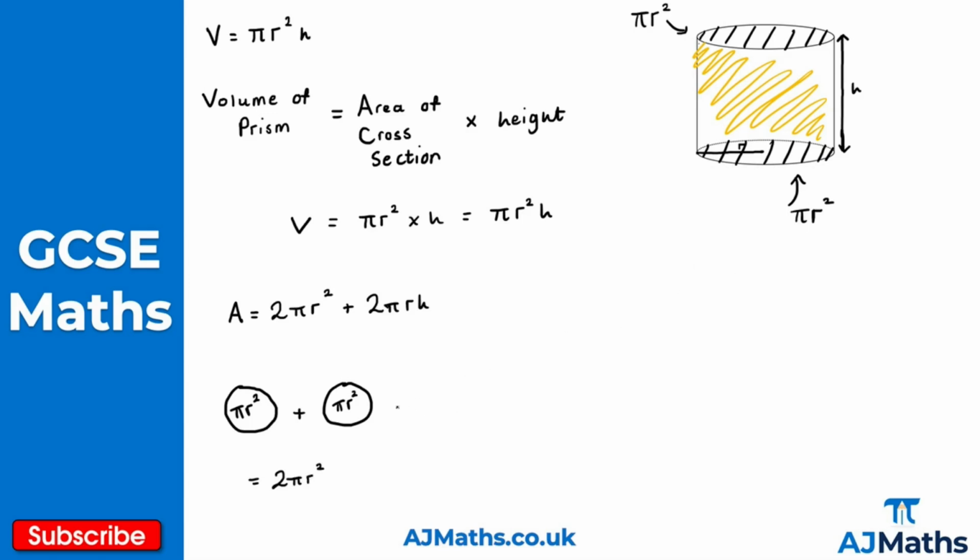And then I've also got this rectangle from unraveling the cylinder. We're going to get this rectangle that looks something like this. The dimensions of this would be 2 pi r and h. So the area of my rectangle would be 2 pi r times h. I won't use A there, just to avoid confusion with the formula for the total surface area, but the area would be 2 pi rh. If we add that to give us the total surface area, we get 2 pi r squared plus 2 pi rh.